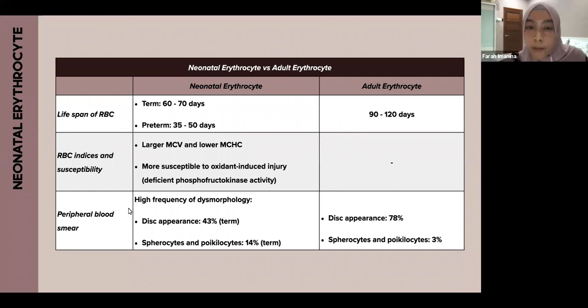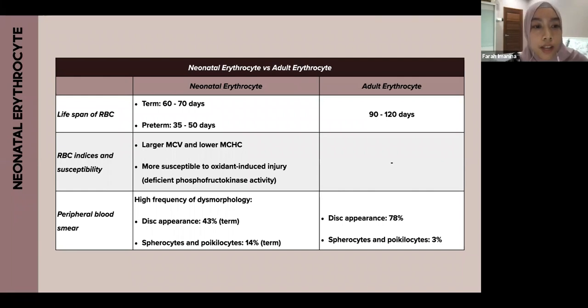We know that our normal RBC is disc in shape, right? However, in the term baby, the disc-shaped RBCs are only 43%. They also normally have spherocytes and poikilocytes up to 14%, and this amount is higher in the preterm babies. That is why later, when you want to investigate the patient and interpret the lab result, you need to interpret with caution, because they will normally have different indices and a normal dysmorphology.